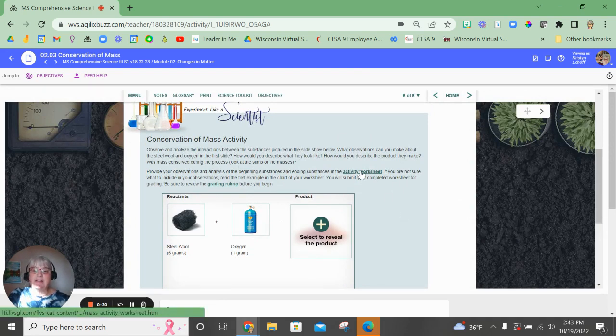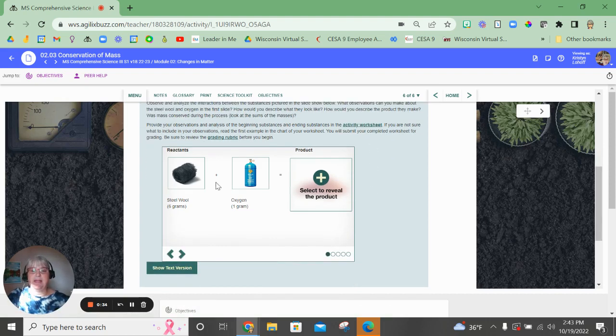There is a worksheet that goes along with this for you to complete, but you're basically going to look at what reaction happens when steel wool is combined with oxygen. And what happens is you get iron oxide. Now look carefully at the mass, because the steel wool has a mass of 6 grams. When it's combined with 1 gram of oxygen, the final iron oxide has a mass of 7 grams. You're going to record this information into the worksheet.